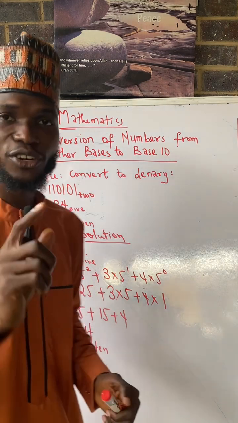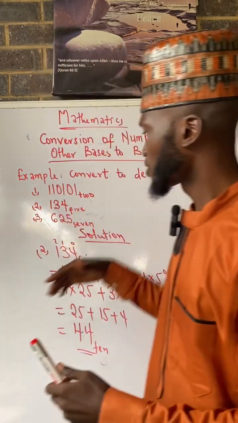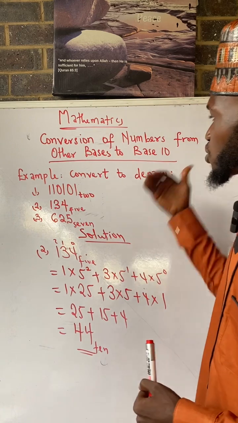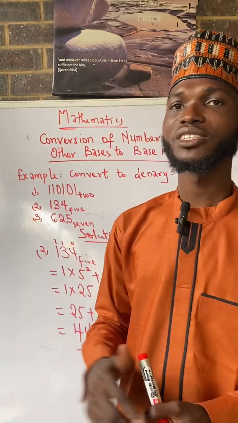Now, this is the end of question 2. Then I will leave question 3 for you to go and try. We are done with conversion of numbers from other bases to base 10.